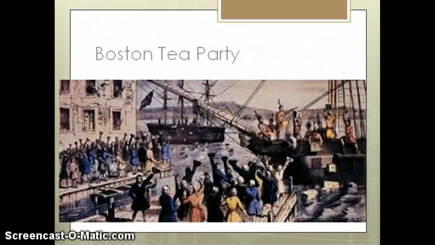Things did not settle down. In fact, they got even worse. After Parliament passed a tax on tea, colonists looked at this as something that was totally intolerable, and so they dressed up like Native Americans, went onto the boats where the tea was being imported, and dumped all of the boxes into Boston Harbor.